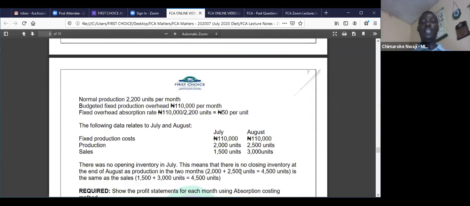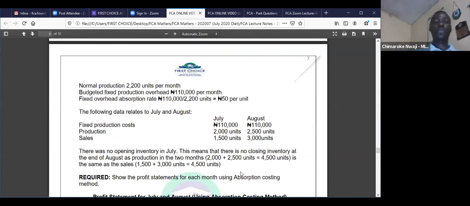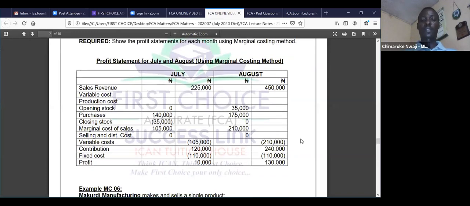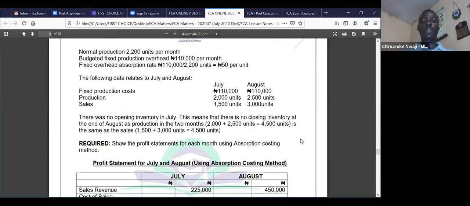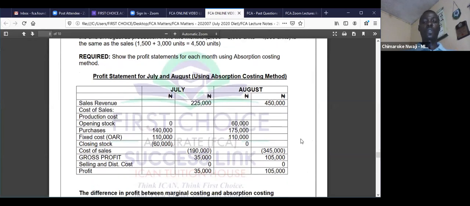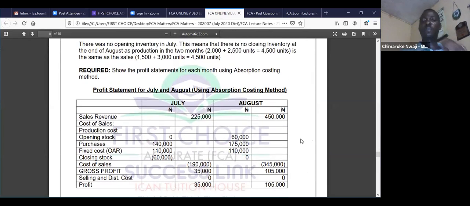So we're given the same data. We are told the same language that we saw in marginal costing. Required, show the profit statement for each month using absorption costing method. So you will now see the difference that occurs when we use the absorption costing method. So we'll be navigating with the question and answer. Now let's look at the absorption costing method.